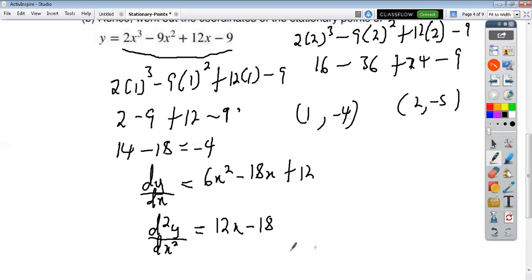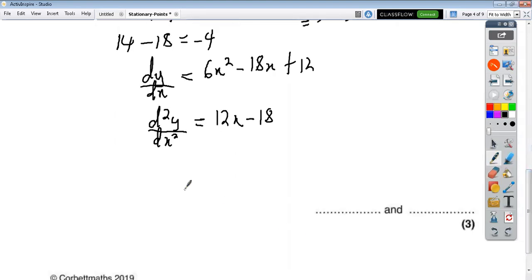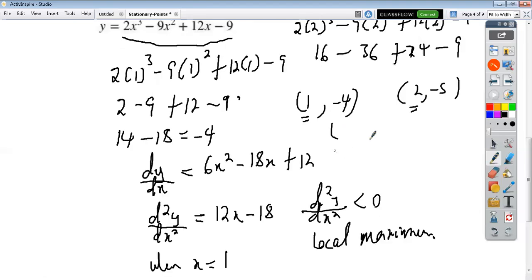This is simply 0 there. Then you use these x coordinates. So when x is equal to 1, let's do that so that we find the nature of this turning point. When x is equal to 1, this will be 12 multiplied by 1 minus 18, which gives us negative 6. So if d squared y, the second derivative, is less than 0, it means it's a local maximum. So this coordinate here is a local maximum.